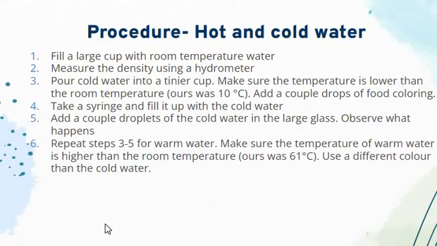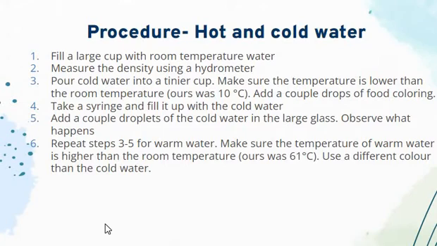Fill a large cup with room temperature water. Measure the density using a hydrometer. Pour cold water into a tinier cup. Make sure the temperature is lower than the room temperature. Ours is at 10 degrees. Add a couple of drops of food coloring. Take a syringe and fill it up with cold water. Add a couple droplets of the cold water in the large glass. Observe what happens. Repeat steps 3 to 5 for warm water.